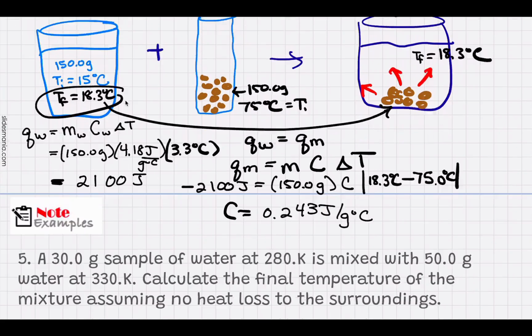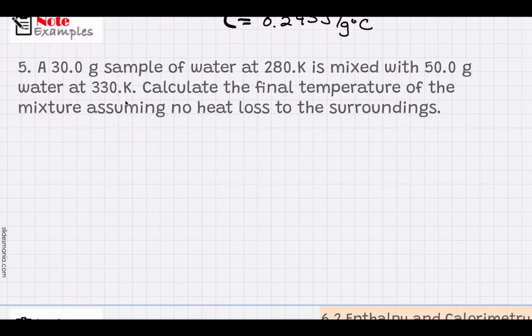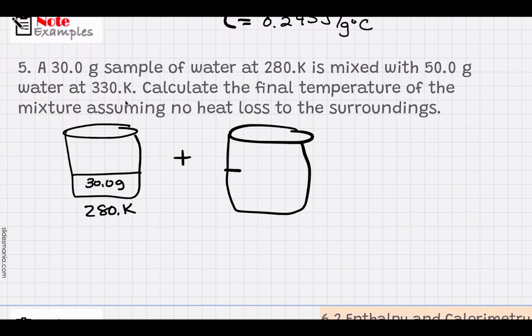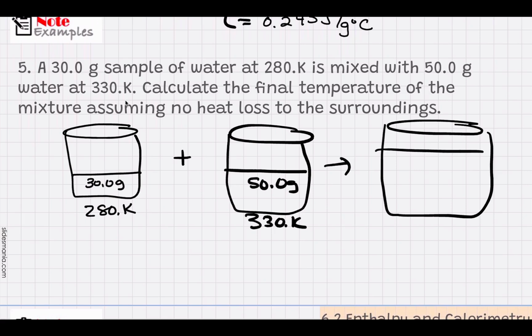Okay, I'm going to keep going. This question, the textbook does it a little differently. I'm going to show you a simpler way to do it. Again, I like pictures. So let's say you have 30 grams of water at 280 Kelvin, and you're going to mix it with 50 grams of water at 330 Kelvin. And my question is, once you mix them, you have 80 grams, and we don't know what the temperature is.